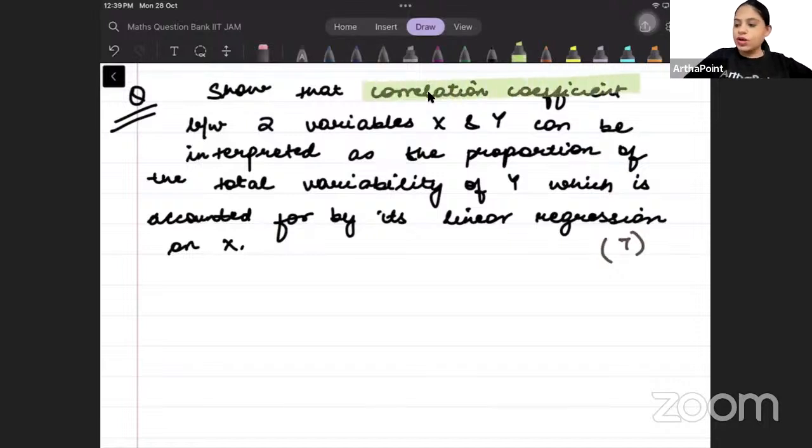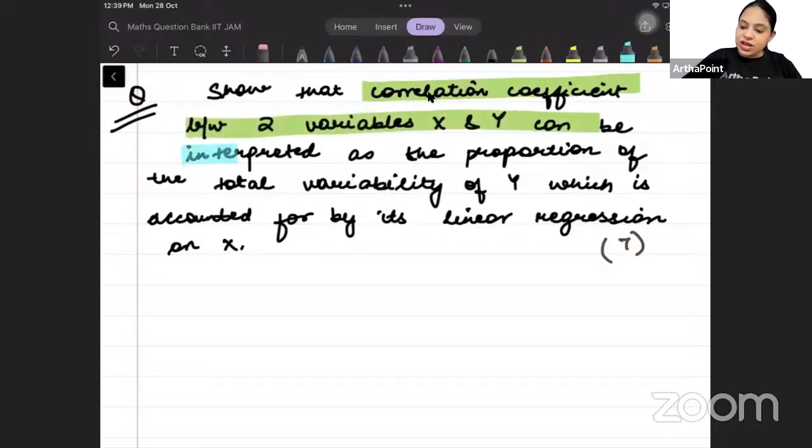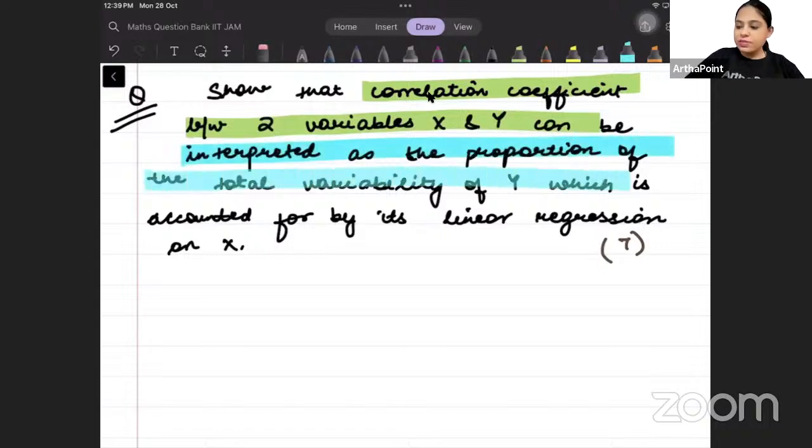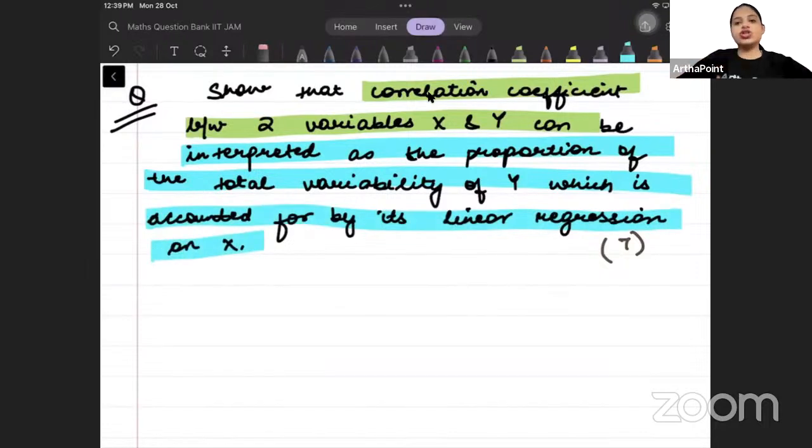Show that the correlation coefficient between two variables x and y can be interpreted as the proportion of the total variability of y which can be accounted for by its linear regression on x. माने क्या कह रहा है question? What we want to show in this question is basically a relationship between the coefficient of correlation, also called the correlation coefficient, and the coefficient of determination. इन दोनों के बीच में हमें एक relationship दिखाना है. We need to show a relationship between the two.